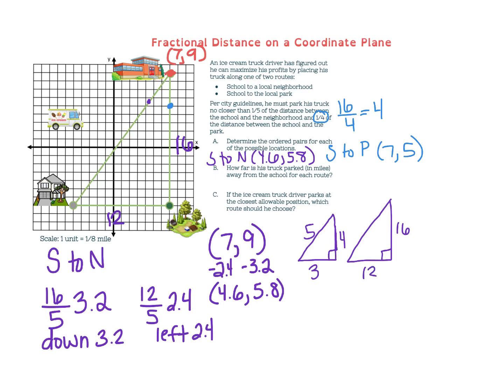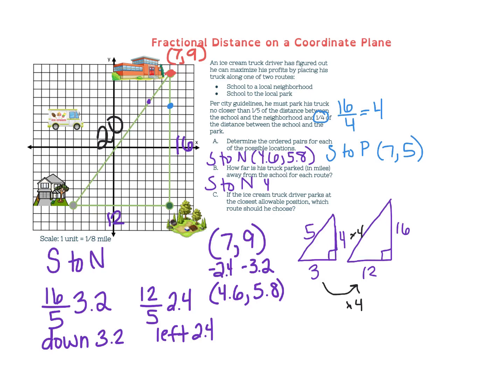So I know that these are similar because all I'm doing is multiplying by a scale factor of 4. 4 times 4 gives us 16. 3 times 4 gives us 12. That means that the distance on the hypotenuse would be 20. So this full distance is 20. So if I'm taking a fifth of 20, well, 20 divided by 5 is 4. So from the school to the neighborhood, I'm going 4 units.